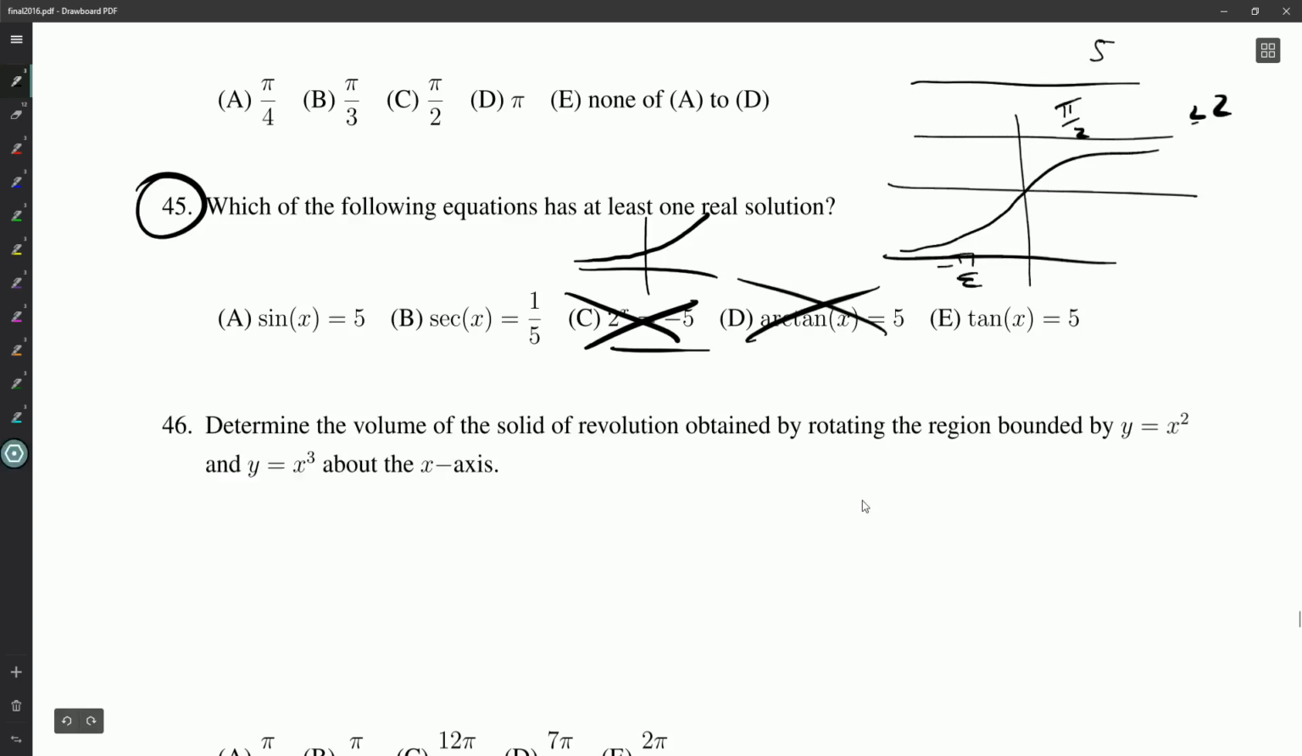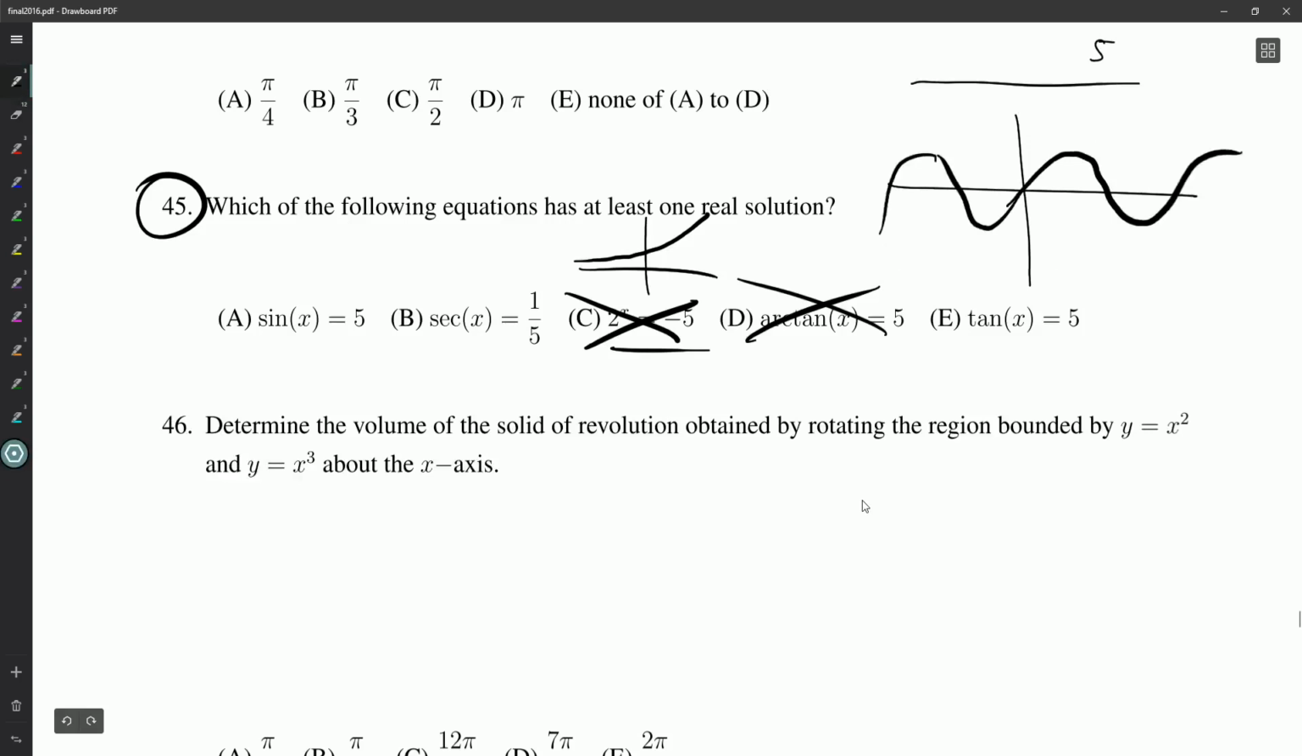For the same reason, sine cannot be 5. I'll draw a little quick sketch there. But sine always bounces between 1 and -1. So sine would never even be 2, let alone 5.